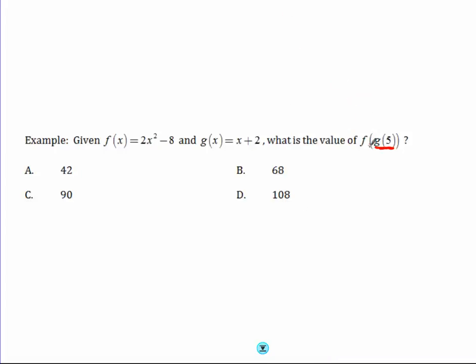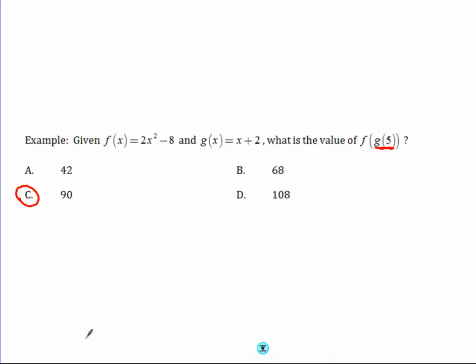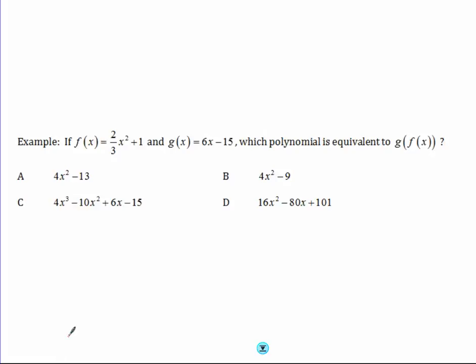Now I need to take that answer and plug it in to f of x. So now I'm going to take 7, store that for x, and type in f of x. And I get 90, which is C. Last example. If f of x equals 2/3 x squared plus 1 and g of x is 6x minus 15, which polynomial is equivalent to g of f of x? This means I'm going to take f of x and plug it in to g of x.